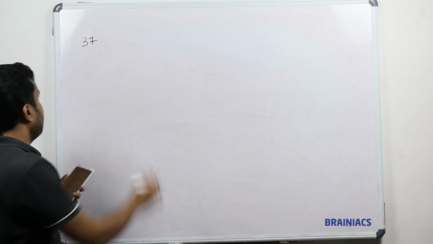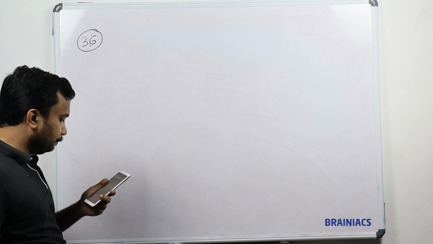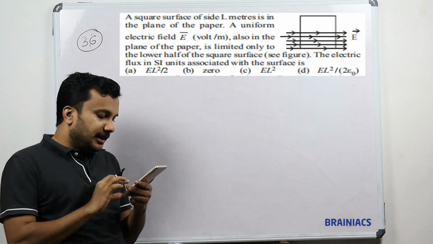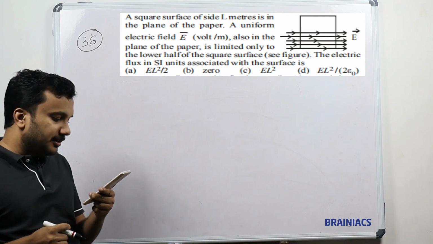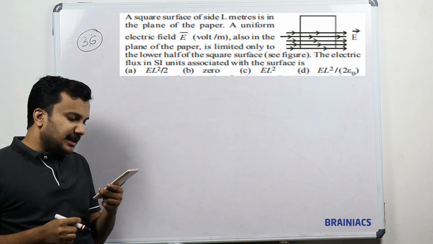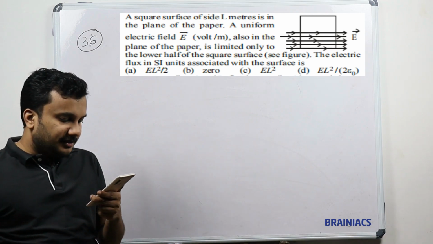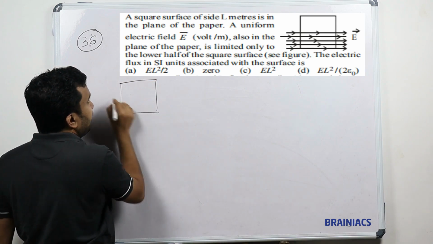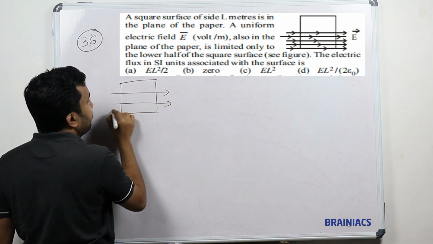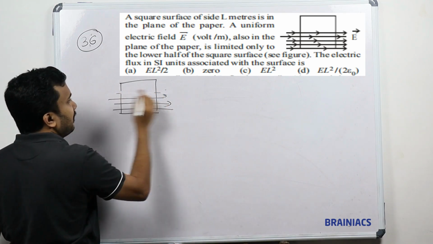36th question, 36. A square surface of L meters is in the same plane as the paper, and a uniform electric field in volt per meter is along the plane of paper and is limited to only half of the square surface. See the figure. Electric flux. This is a similar question to what we have done previously also. We have an electric field on the lower half. If it is upper half or lower half, no problem.